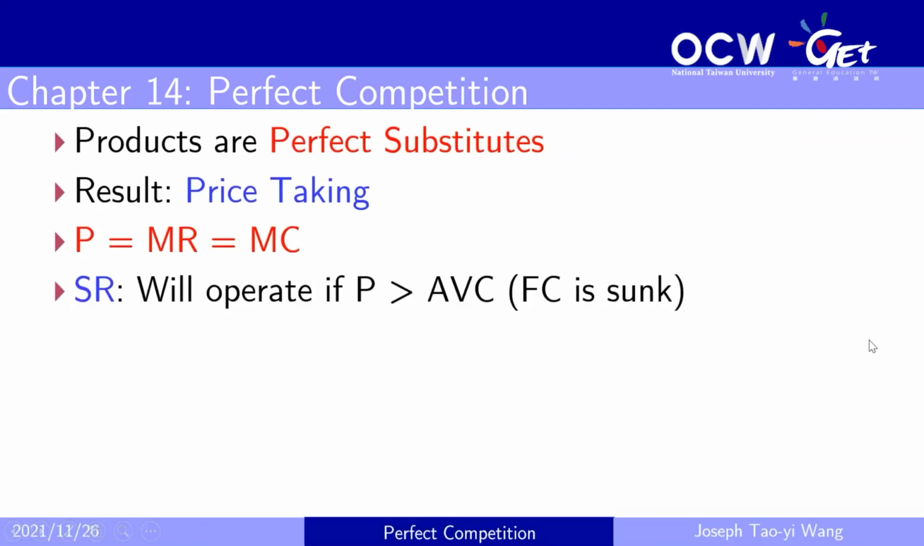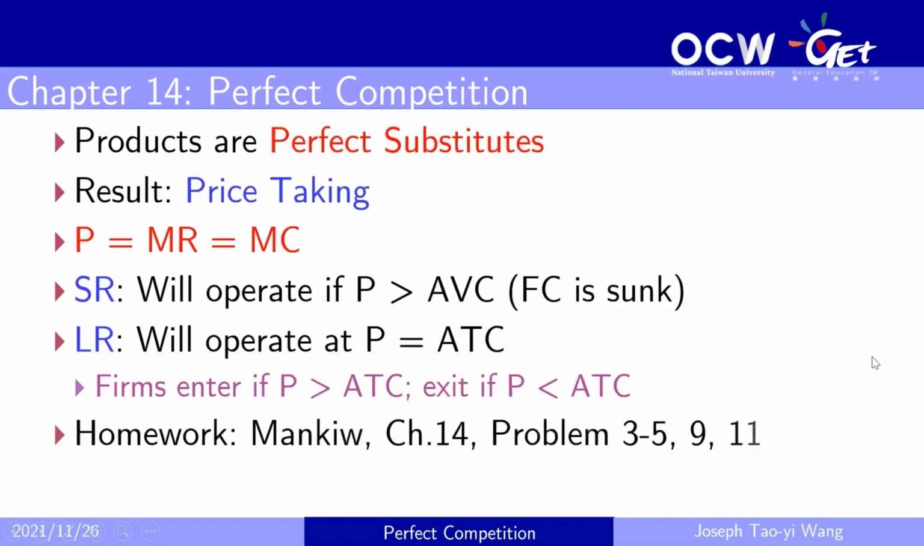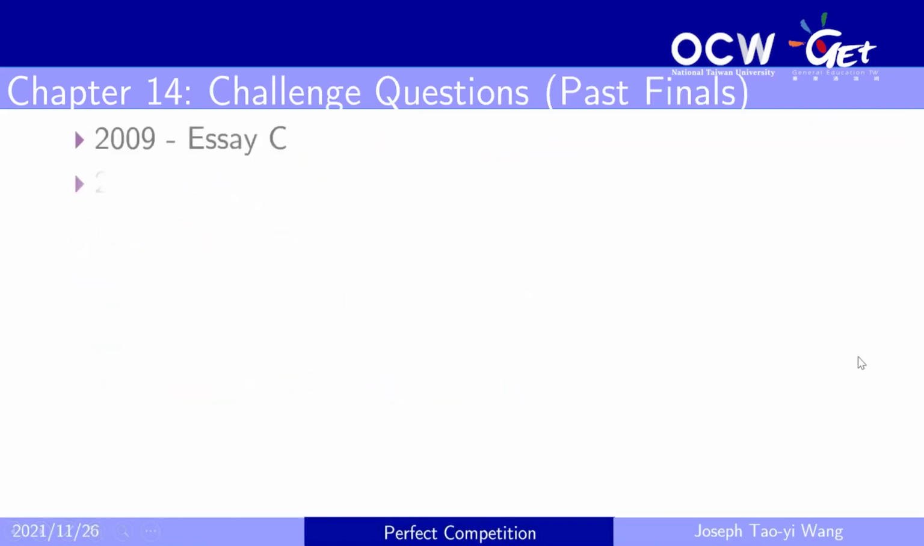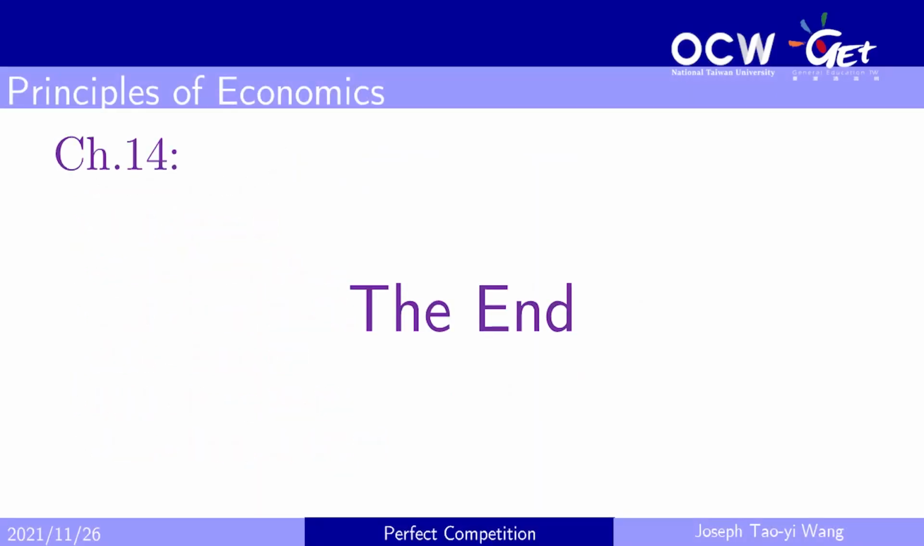And so in the short run, you decide to operate if the price is above AVC. In the long run, you should operate at the lowest point of the ATC curve. And here's the homework. And here I'm going to show you how much I love this chapter. It comes up quite frequently. All right, so that's the end of this chapter.